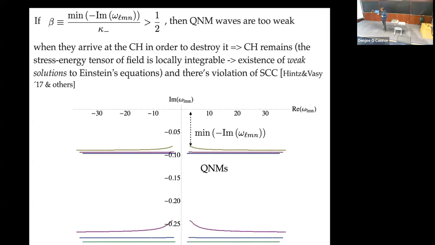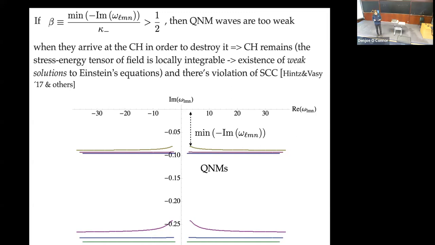Basically, the smaller beta is, the slower the field decays, the larger it will be when it reaches the Cauchy horizon, and so the higher the chances that it will destroy the Cauchy horizon. So if beta is less than 1/2, it will destroy the Cauchy horizon. But if beta is larger than 1/2, the field will be too weak to destroy the Cauchy horizon, and the Cauchy horizon will be regular, it will remain.